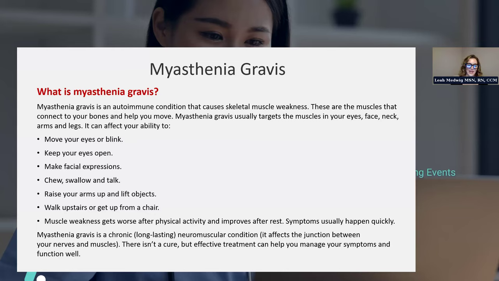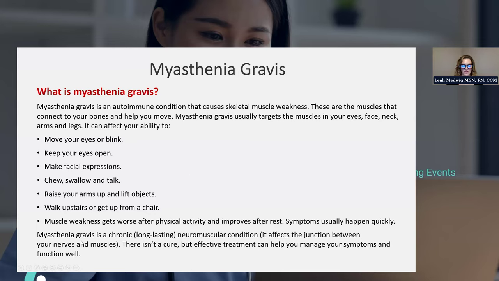But it sounded like at the end of the exam as well, she was saying that she sometimes has trouble swallowing, and this is definitely one of those symptoms. And she was having trouble talking, which they call dysarthria. She also had that symptom as well. So muscle weakness definitely gets worse after physical activity and improves after rest. And the symptoms usually happen quickly, and it is right on par with our patient.